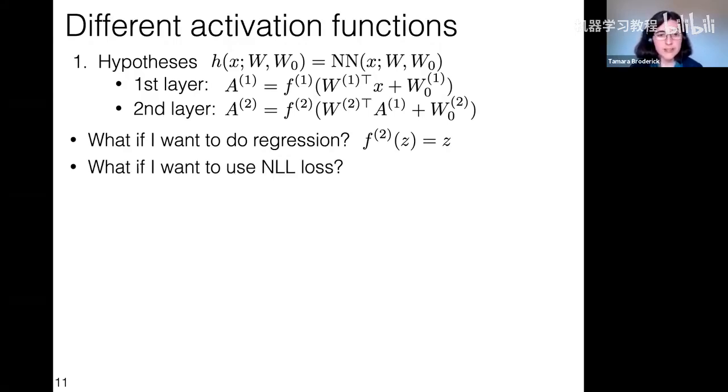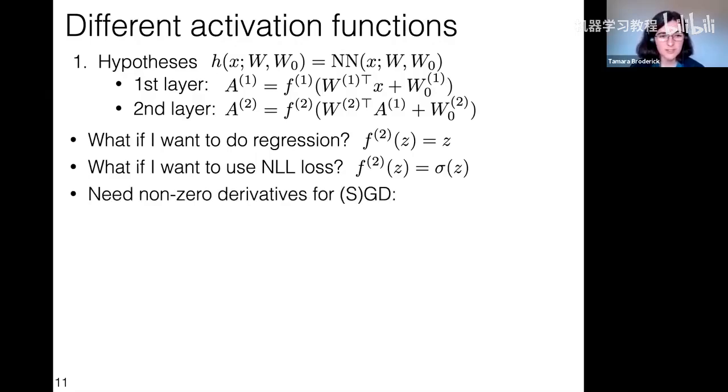Okay, what if I want to use negative log likelihood loss? I want my output of f2 to be between 0 and 1. Well, if I use f2 equal to the identity, that's not going to happen. If I use f2 equal to a step function, that's not going to happen. I'm going to get 0 or 1. But luckily, we have a great function that we know returns values between 0 and 1, and that's our sigmoid function. So we can use the sigmoid instead here for f2.